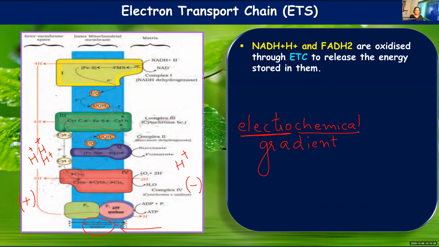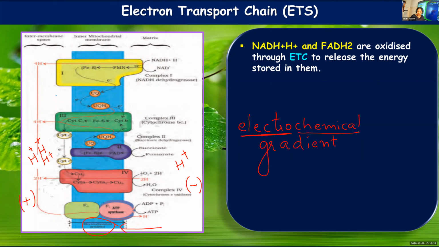As a result, the concentration of protons will be more in the intermembrane space and less in the matrix. And as a result, a negative charge develops in the matrix and positive charge develops in the intermembrane space. Due to this reason, an electrochemical gradient will be established. And the protons present in the intermembrane space cannot move and reach the matrix because the inner membrane is impermeable to these ions.